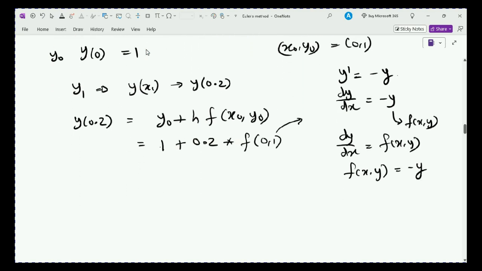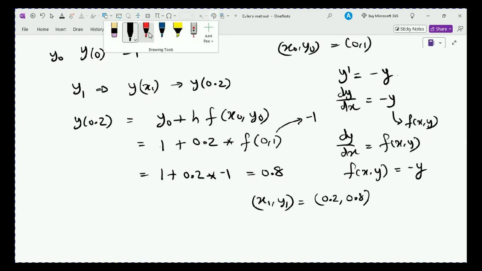So this is going to be minus y. y is 1 here, so this is minus 1. So this will be 1 plus 0.2 into minus 1, which is 0.8. Okay, so we got x1 y1, which is 0.2, 0.8. We had x0 y0, and from that we found x1 y1. Now we go for x2 y2.